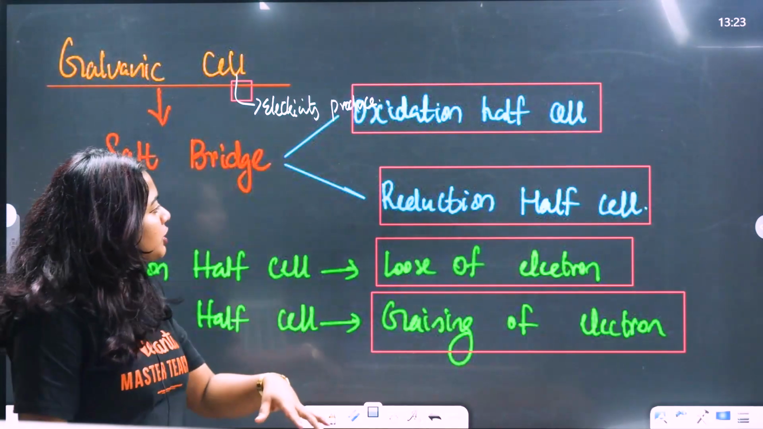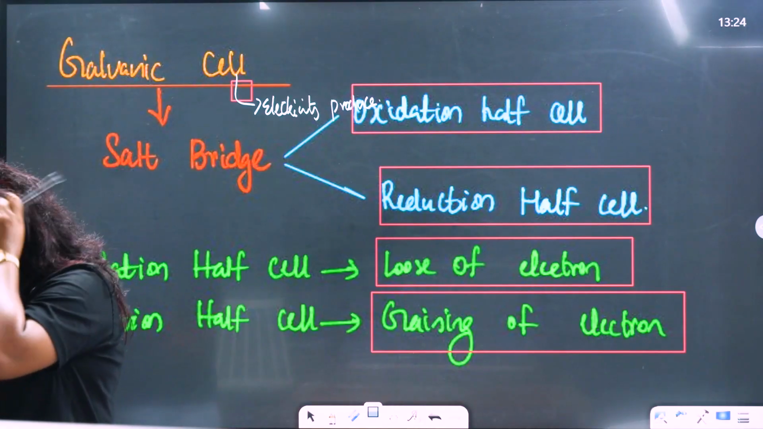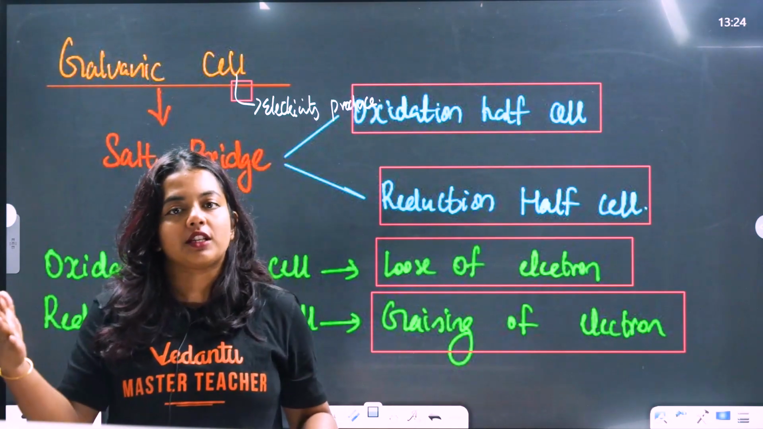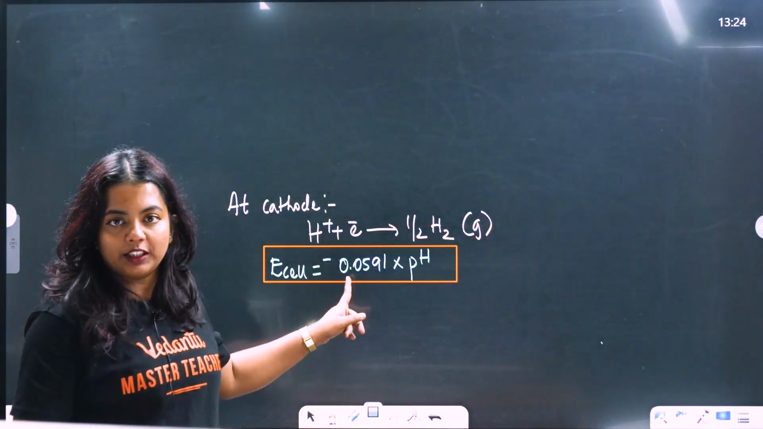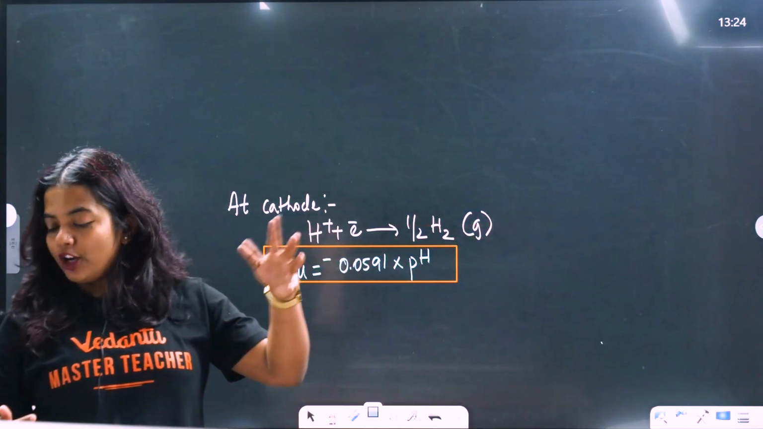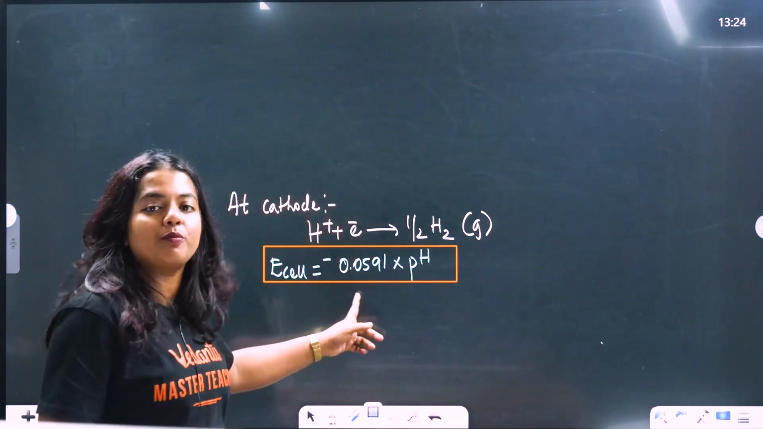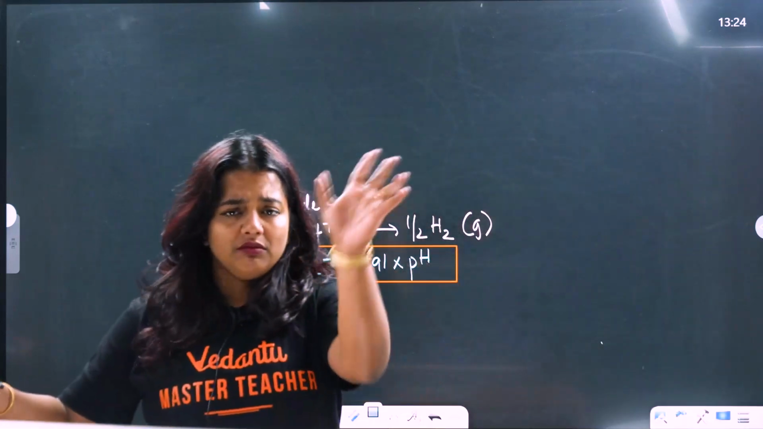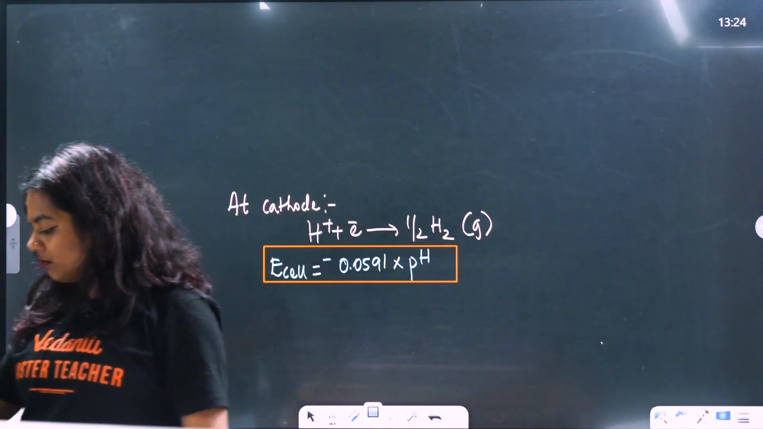Now we have discussed the galvanic cell. Hydrogen in the anode version also will be there, so that will also have P raised to H. Here, with hydrogen as an anode, the negative value will not be there. Anode position means oxidation will be there and positive charge will be there. So it will be 0.059 into P raised to H, and everything will change on the basis of the anode.